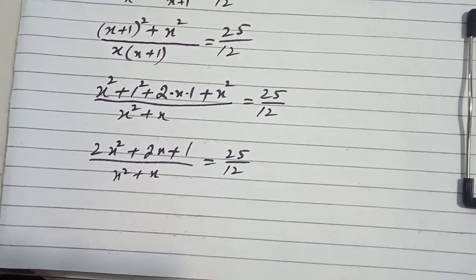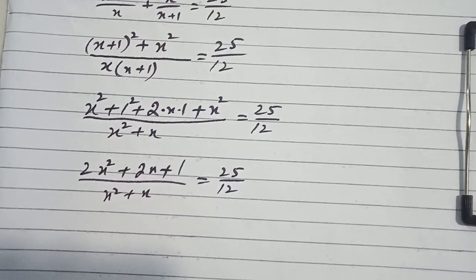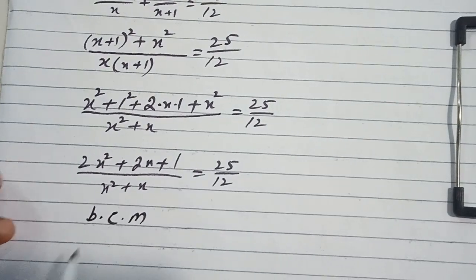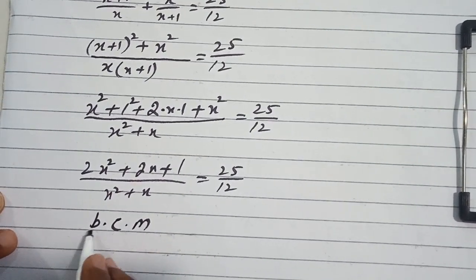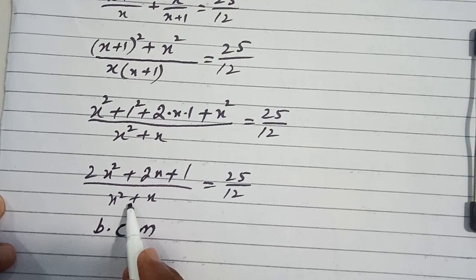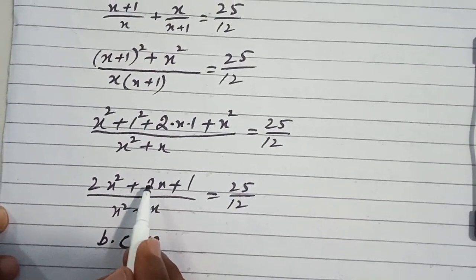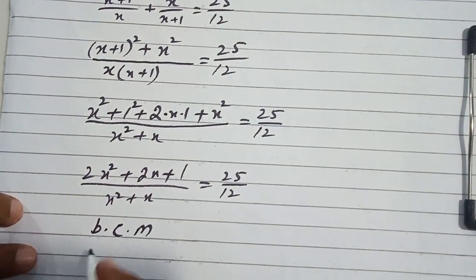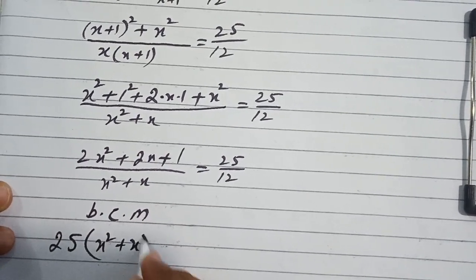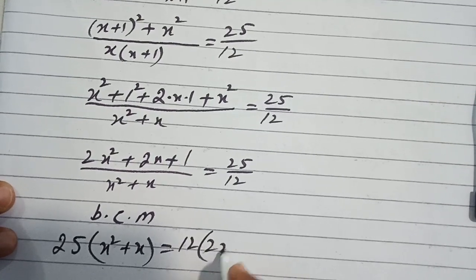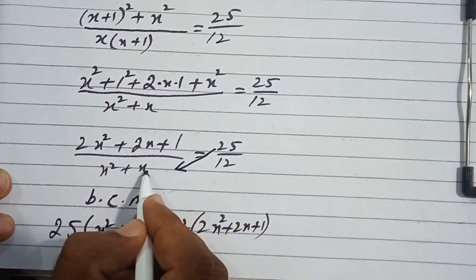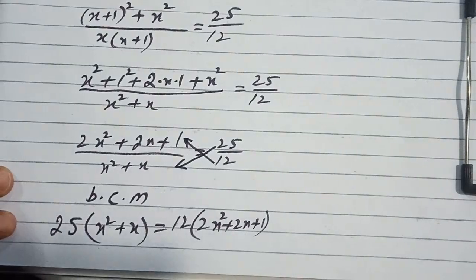Now look at the denominators of both the sides. There are single denominators, so we will do cross multiplication, and I will write this term BCM. It means by cross multiplication. By cross multiplication means the numerator of one side will be multiplied with the denominator of the other side, and the denominator of the other side will be multiplied with the numerator of the second side. So I will write in this way, 25 into x square plus x is equal to 12 into 2x square plus 2x plus 1, means this 25 is multiplying by the denominator and this 12 is multiplying by the numerator.